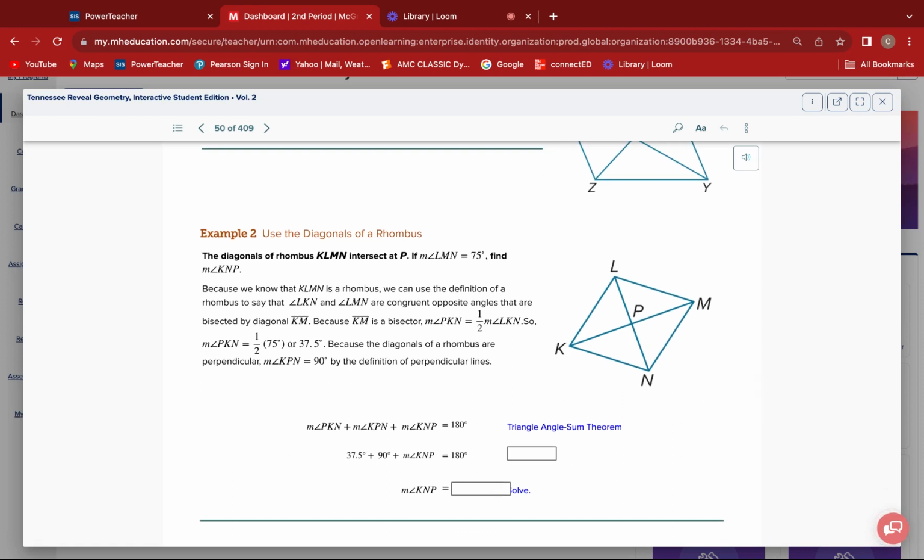Example number 2. All right, you guys, I'm on page 438 in the middle of the page on example number 2 of your workbook. All right, it says use the diagonals of a rhombus. We need to know the diagonals bisect each other in a rhombus. So let's talk about this. They intersect at P. All right, angle LMN is 75. Now, if you want to find each individual one, remember take 75 and divide by 2. All right, we got to find KNP.